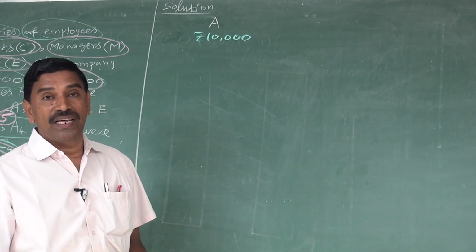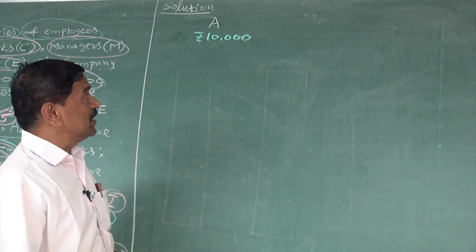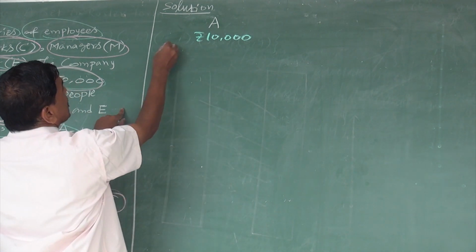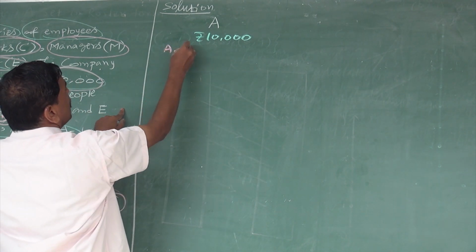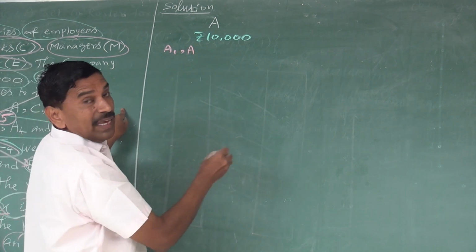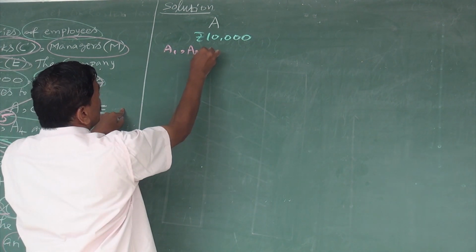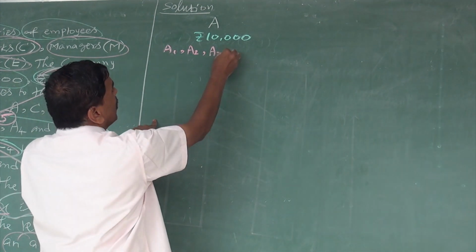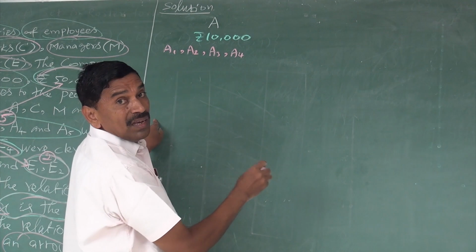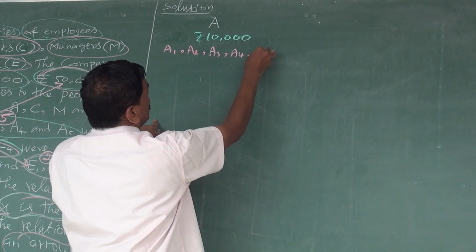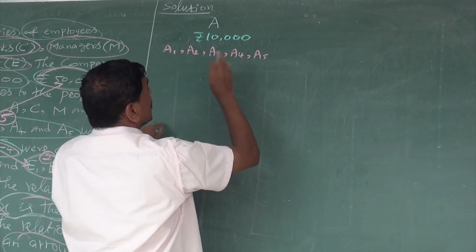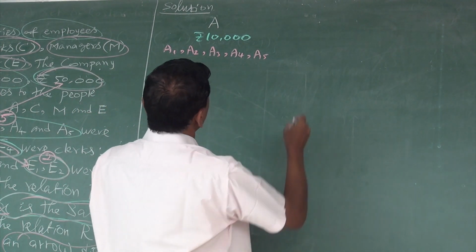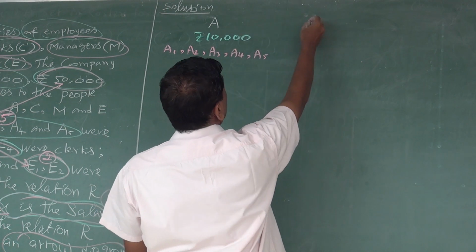How many assistants are there? Yes, there are 5 assistants, namely A1, A2, A3, A4, A5. Okay, so that is the given information. Similarly, next after assistants comes clerk.